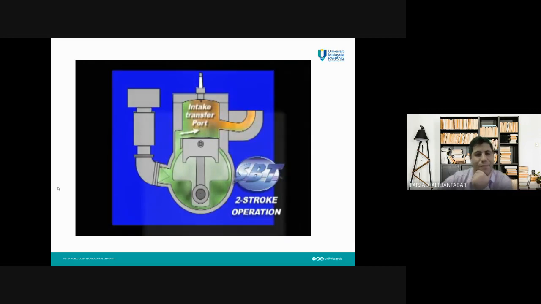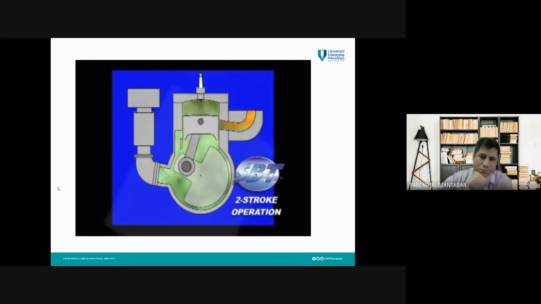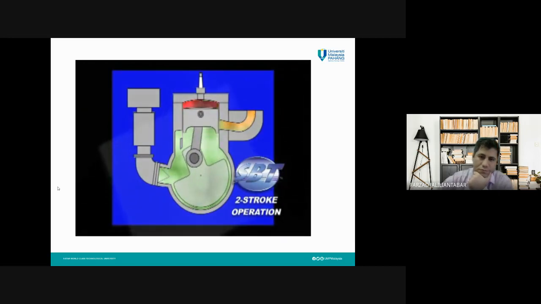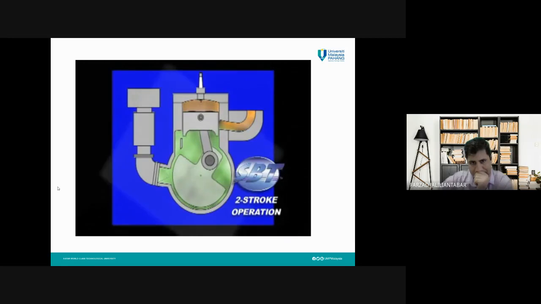An intake transfer port is exposed, allowing the pressurized air and fuel into the cylinder. Finally, as the crankshaft continues to turn, the piston rises, closing off the intake and exhaust ports and compressing the air-fuel charge inside the cylinder. The rising piston also sucks in the next air-fuel charge under it into the crankcase from the carburetors. The compressed charge is ignited by the spark plug, repeating the cycle.